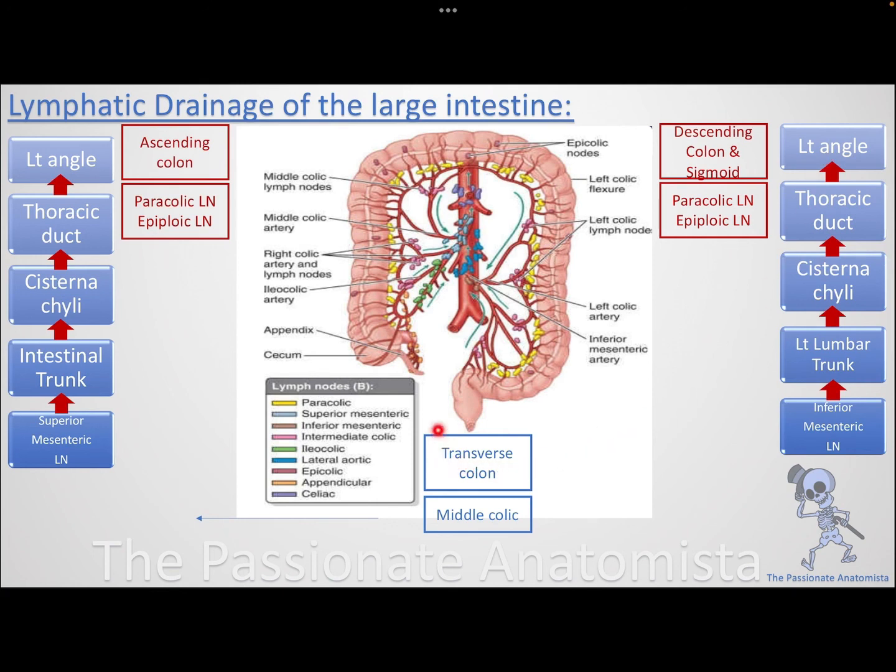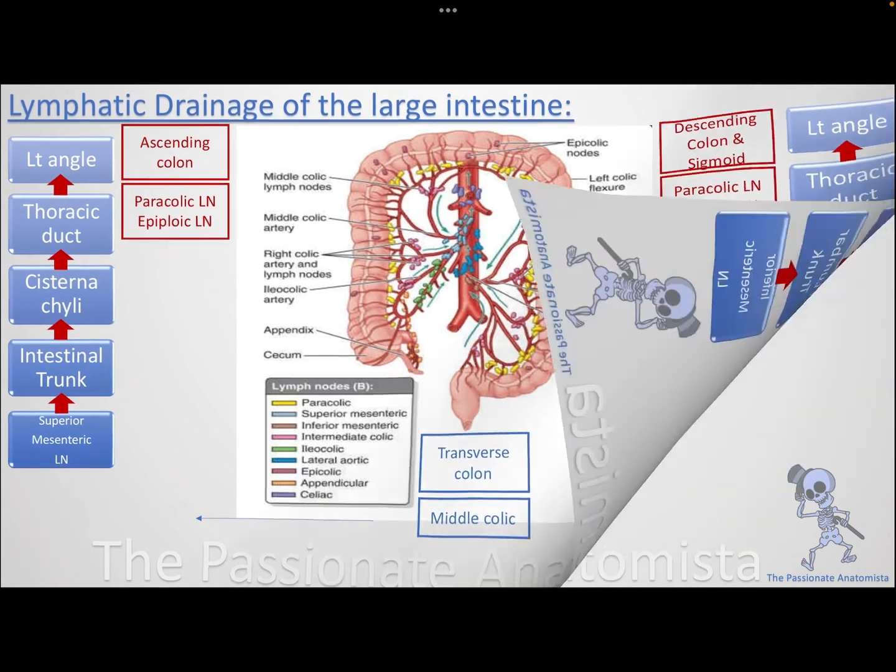However, what's the idea of the transverse colon here? The transverse colon is supplied by the middle colic artery, right? So the name of the lymph nodes that drain lymph from the transverse colon is basically the middle colic. And what about superior or inferior mesenteric? Again, if I'm at the right two-thirds, I'm following the midgut system. If I'm in the left one-third, I'm following the hindgut system, and then I'm following the same way.